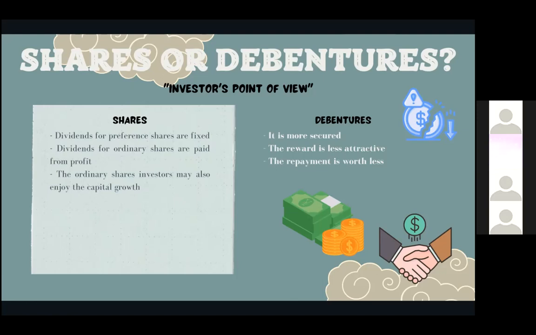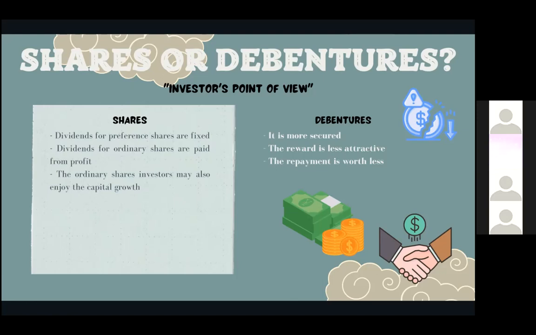Dividends for preference shares are fixed. Even when the company's profit increases, dividends will remain the same. However, when the company goes into liquidation, the preference shareholders will be repaid if there is sufficient money. Dividends for ordinary shares are paid from profit. If the profit increases, then the dividends will increase too. This could be an advantage and a disadvantage to the investors. The investors may also enjoy capital growth as all the reserves belong to the ordinary shareholders. Another note is that the company must have sufficient liquidity to pay out the dividends.